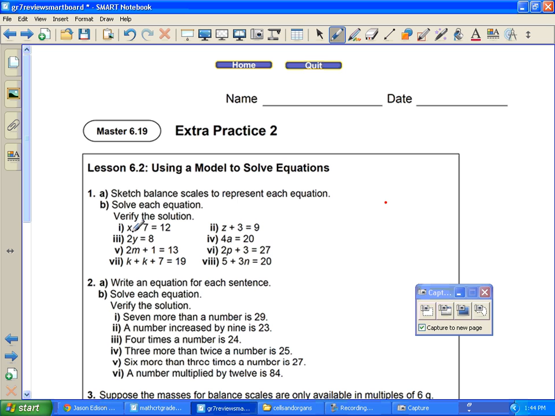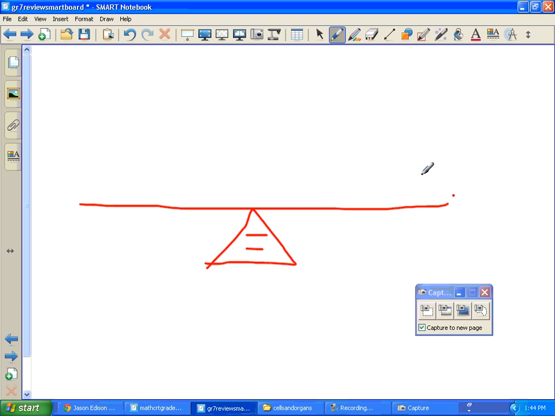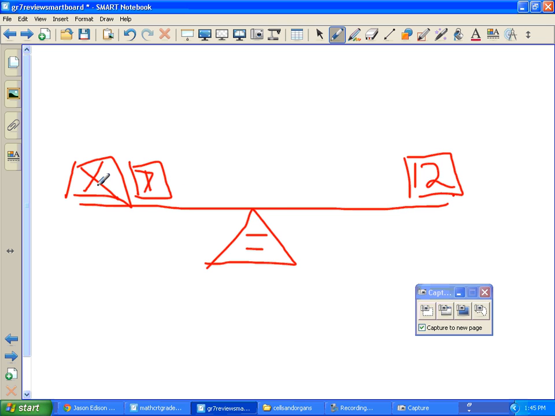Okay? So we're going to sketch balance scales to represent each equation. So I've got x plus 7 equals 12. Let's put the 12 on one side, and we've got x on the other, balanced nicely. And then we've got plus 7, so I'm going to have a 7 on this side. So it's x plus 7 equals 12.